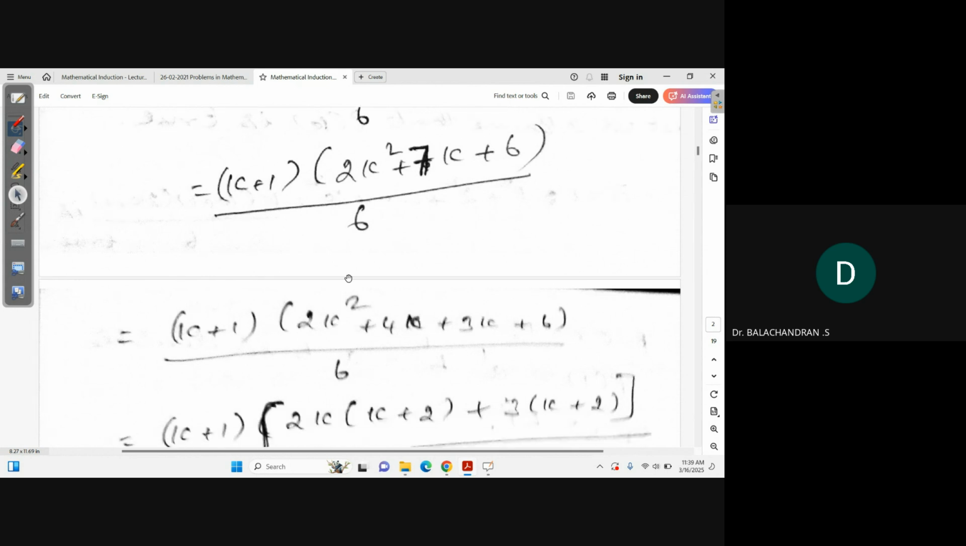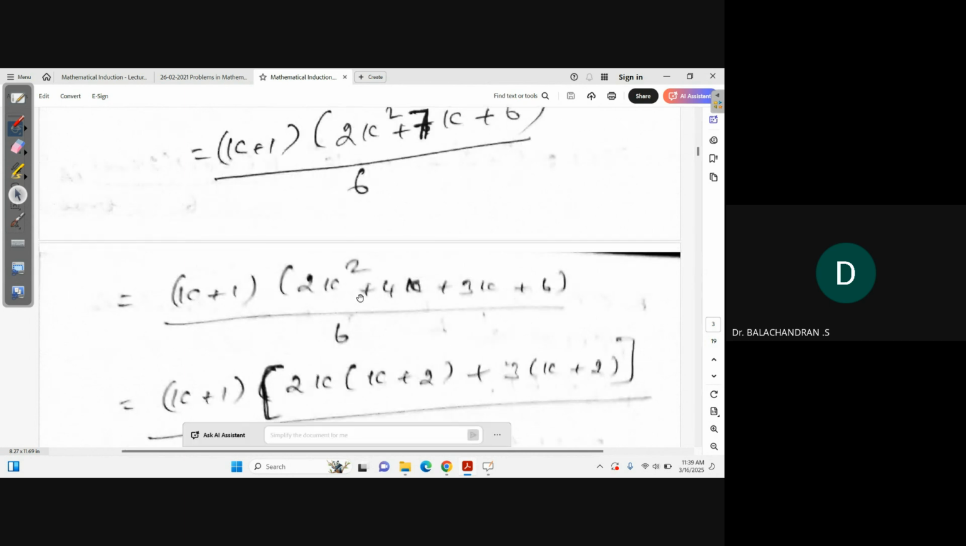Now I'm going to factorize 2k square plus 7k plus 6. If you multiply two numbers, you'll get 12, that is 2 into 6. If you add the two numbers, you'll get 7, so that means 4 and 3. So I'll split the 7k into 4k plus 3k, plus 6, whole divided by 6.